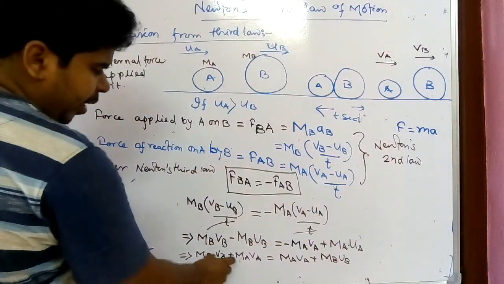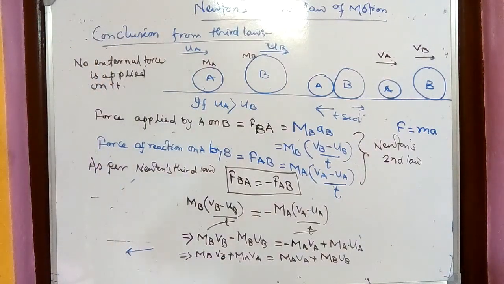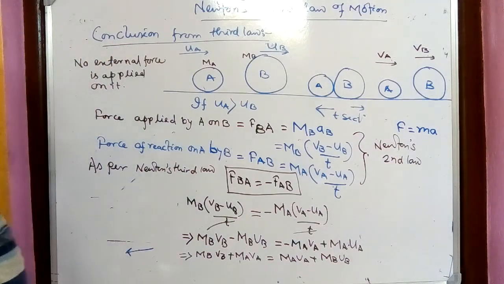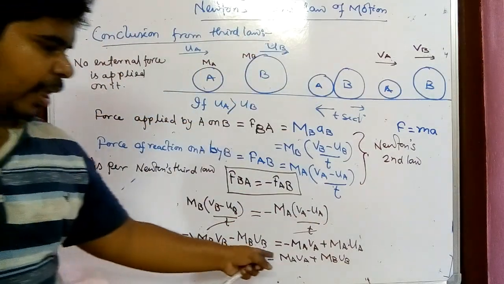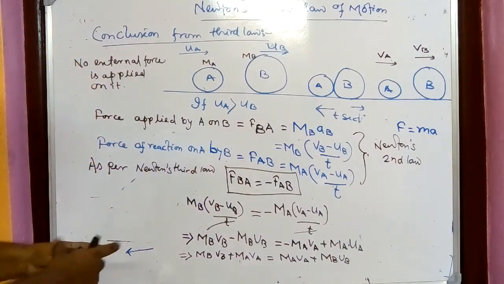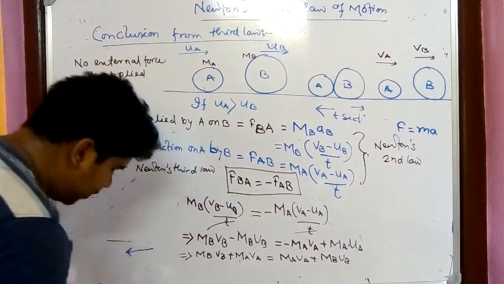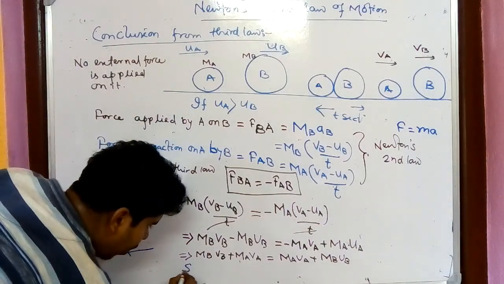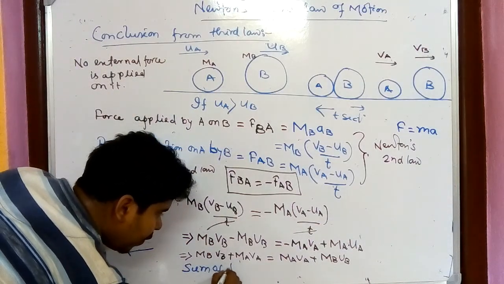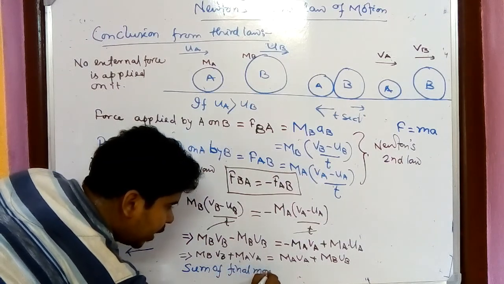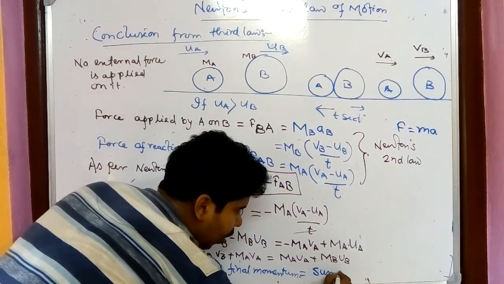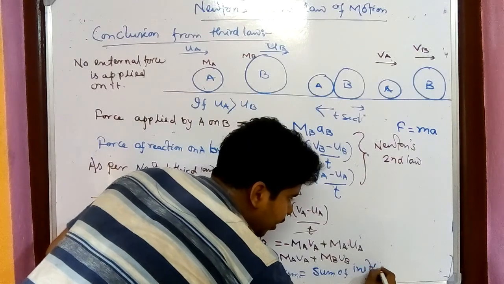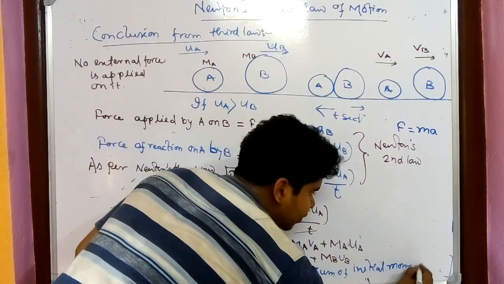Here you see MB into VB and MA into VA. What are these? These are the momenta. MB into VB is the final momentum of B, MA into VA is the final momentum of A, and MAUA is the initial momentum. So from this we can write that the sum of final momentum is equal to the sum of initial momentum.